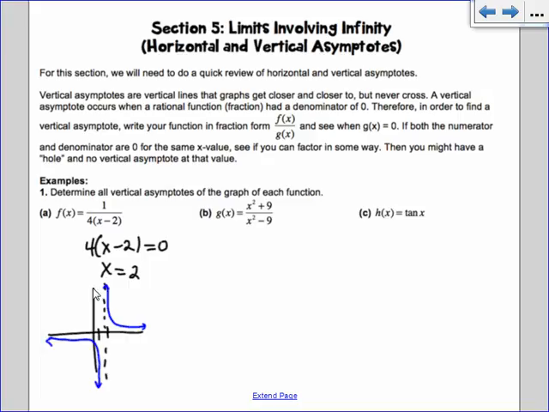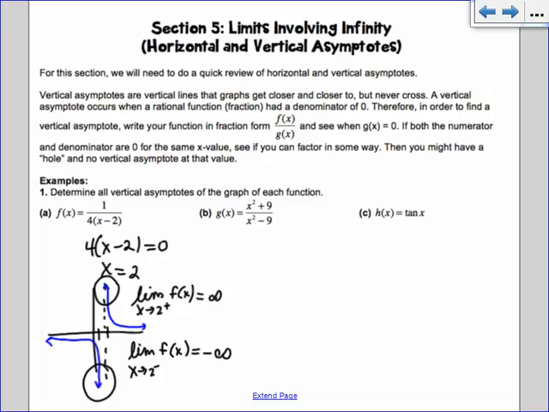So if I asked you something like, what is the limit as x goes to 2 from the right of the function, what do you think that we would write? We would write infinity, because as we go from the right, we're going towards infinity. But if I said, what is the limit as x goes to 2 from the left of f of x? That would be negative infinity, exactly. So we'll be talking about infinity and negative infinity in approaching those things.